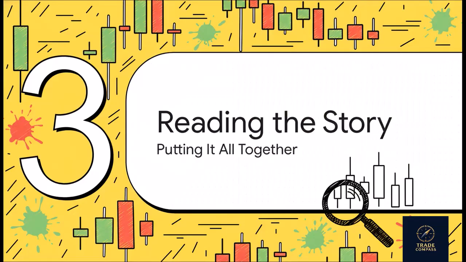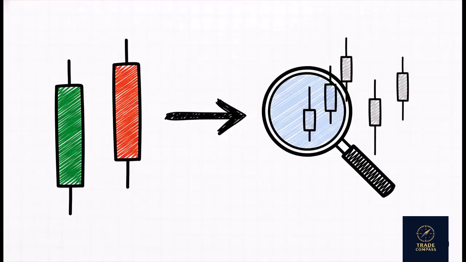That's it. Okay, so now we know the letters of our new alphabet, right? The body, the wicks, and the color. Now for the fun part. We can start putting them together to actually read the full story that every single candle is trying to tell us. Now, this is absolutely crucial. A total beginner might just look at the color, green or red, but a real chartist, someone who can actually read these things, they look at the shape. Because the shape, that combination of the body and the wicks, that's what tells you the real story. It doesn't just tell you who won, it tells you how they won. You know, was it a super close fight? Was it a total blowout, or did one side just run out of gas?